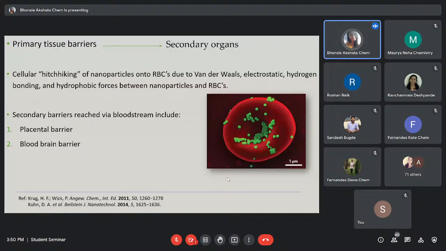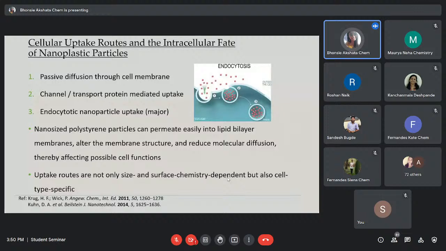Cellular uptake routes. As I said, they enter inside the lung epithelial cancer cells. Now, they can enter inside the cells. As I said, three routes can be there: passive diffusion, channel or transport protein mediated, and endocytotic nanoparticle uptake, which is the major route. So the endocytosis is there on that picture. And nano-sized polystyrene particles can permeate easily into the lipid bilayer membranes. Uptake routes are not only size and surface chemistry dependent, but also cell type specific.